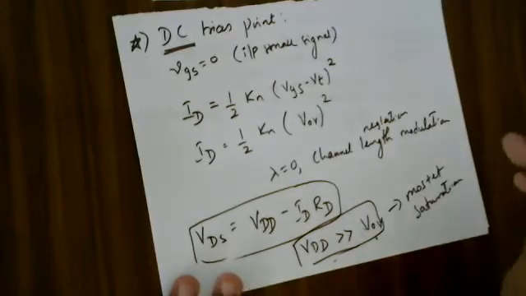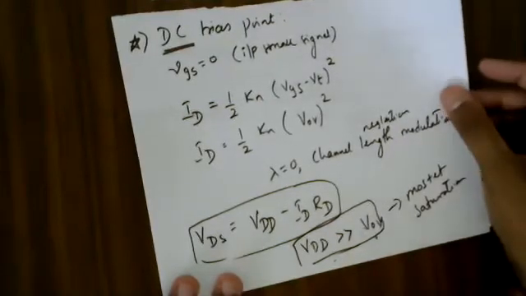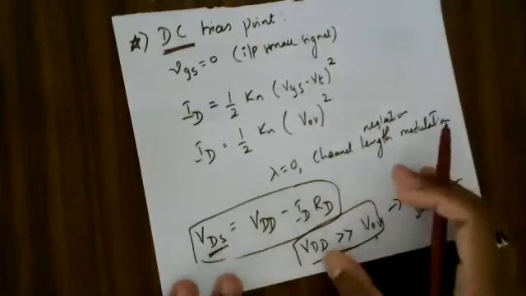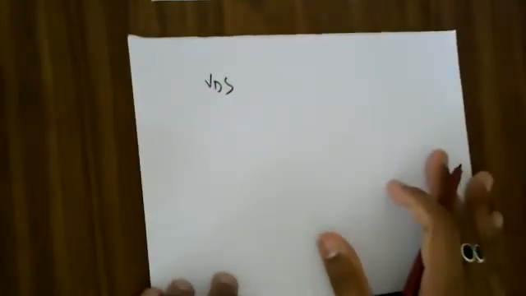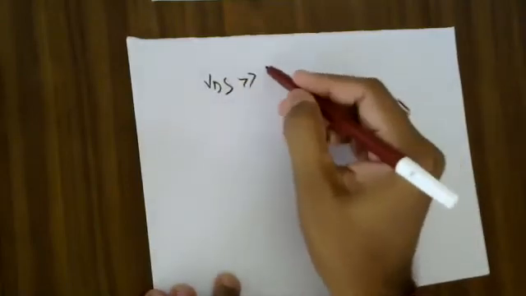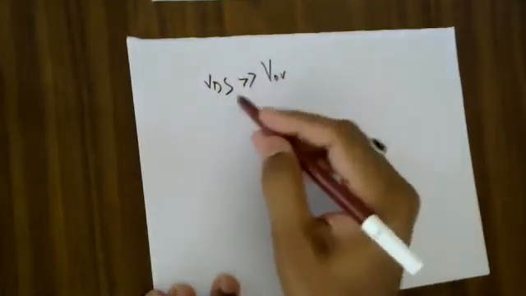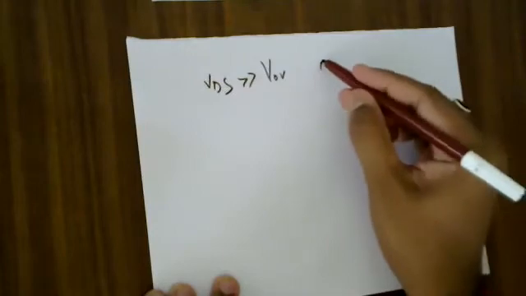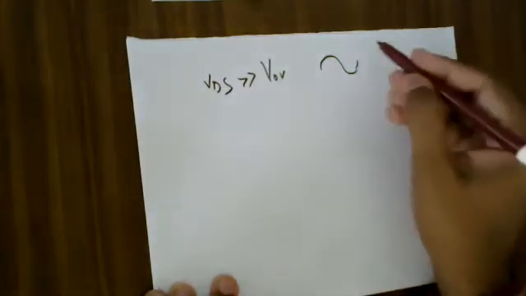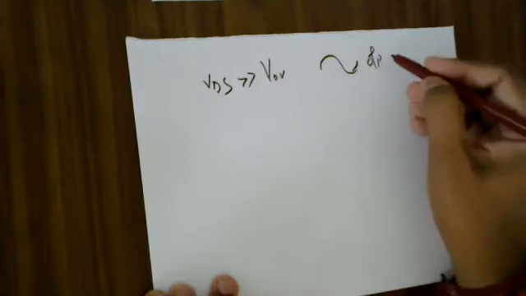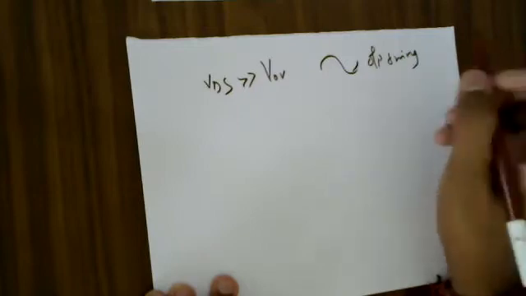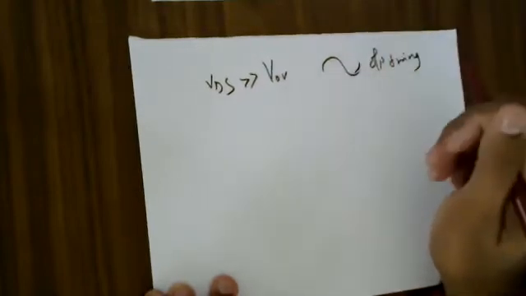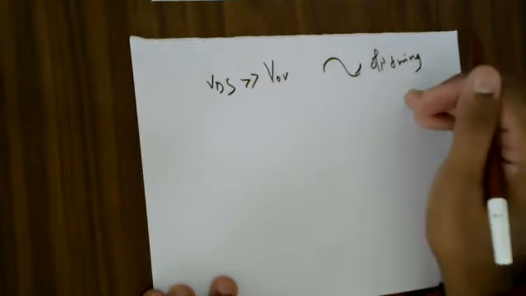Okay, and one more thing that you can do over here is when your VDS, I'll just write it over here, whenever your VDS is much greater than your VOV, it means you are going to get a proper voltage swing on the output terminal. I'll illustrate these two concepts graphically in an upcoming session.